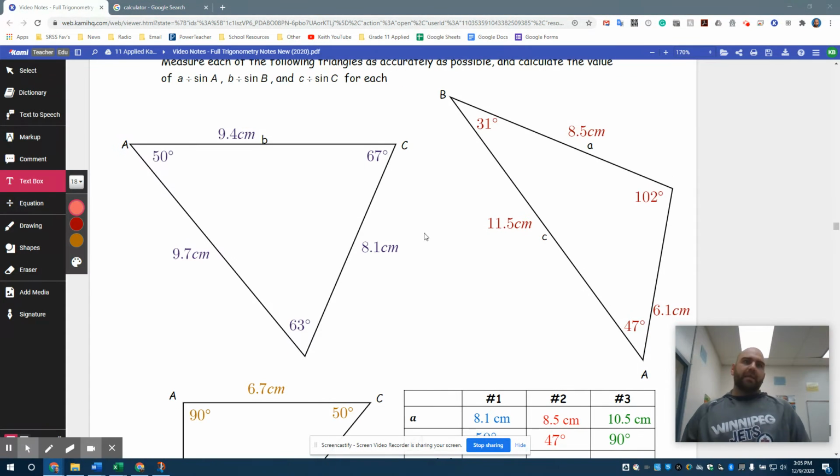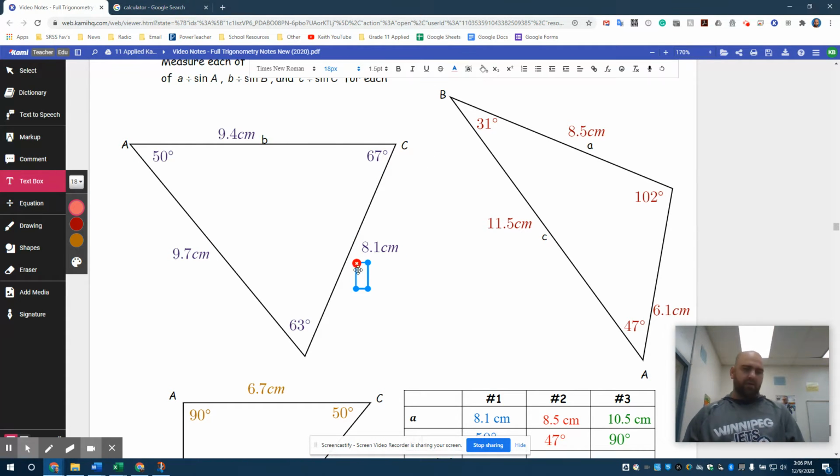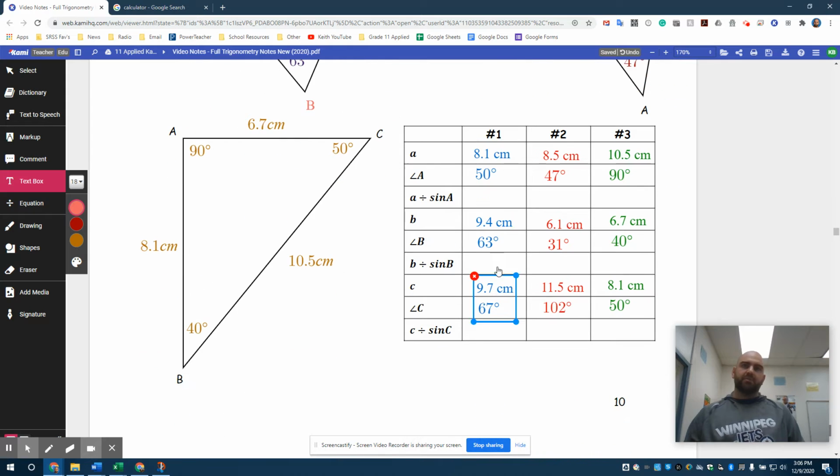What I did is I went through and labeled all the sides. So this first triangle here, we have A and B. This side right here is little a, this one's little b, this angle is big B, and this side is little c. So if we label it out, this is what it would look like, and I put in my measurements here. Little a was 8.1 centimeters, and then we have angle A is 50 degrees, and so on and so forth.